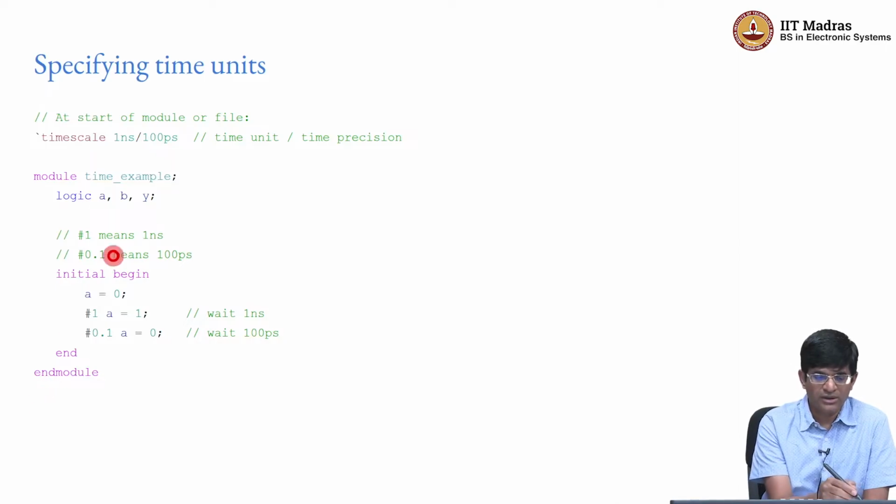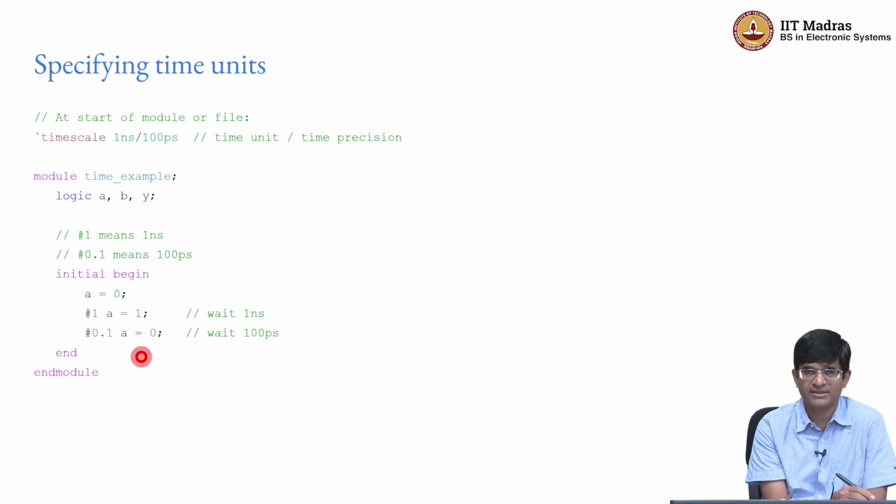Okay. So what we can do is, within an initial block, we can have a #1, which tells us, once you have got to this point in the simulation, wait for 1 nanosecond before making any updates. After that, wait for 0.1 nanoseconds or 100 picoseconds before making any other updates.